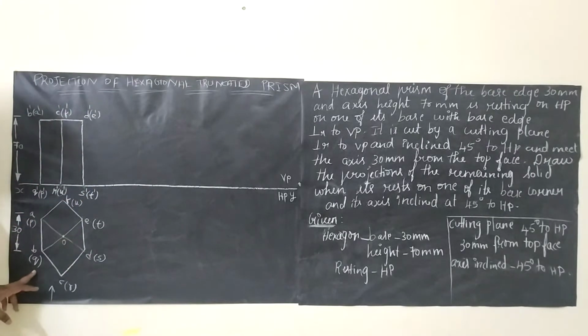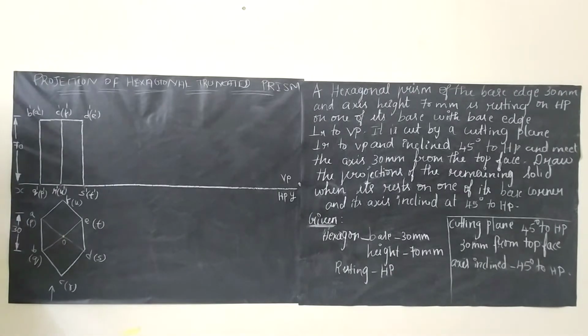We can see Q but we can't see P. So Q dash bracket P dash. We can see R but we can't see U. So R dash bracket U dash. We can see S but we can't see T. So S dash bracket T dash. So height we need to dimension as 70 and base is 30 mm.